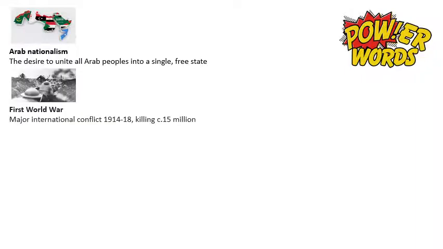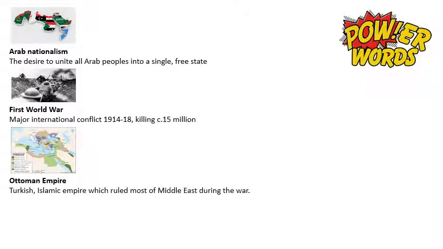The war itself, we've mentioned before, but you can see a little bit of information there, 1914 to 1918, and we think it killed up to and over 15 million people, including at least 8 million that were fighting, but just as many who weren't fighting but were caught as innocent civilians. The Ottoman Empire is a Turkish Islamic empire which ruled most of the Middle East during the war, but had been there for hundreds of years before.